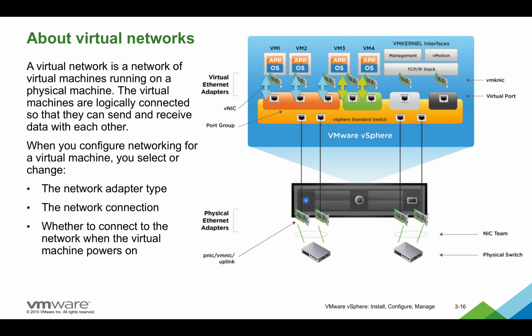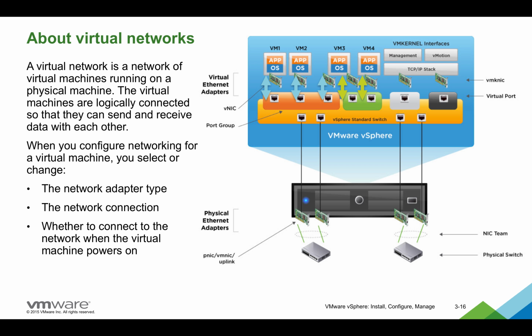Let's talk about virtual networks. You can see a diagram here that we're looking at the VMware vSphere implementation on an ESXi server. Now, a virtual network is a network of virtual machines running on a physical machine. The virtual machines are logically connected so that they can send and receive data with each other. When you configure networking for a virtual machine, you select or change the network adapter type, the network connection, and whether to connect to the network when the virtual machine powers on.